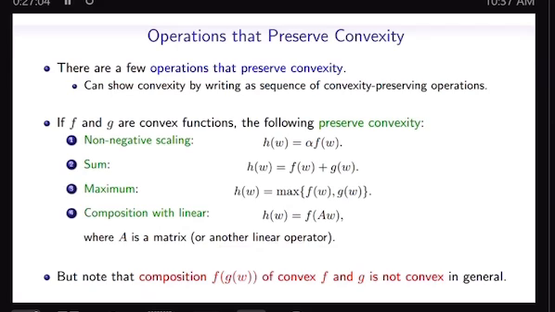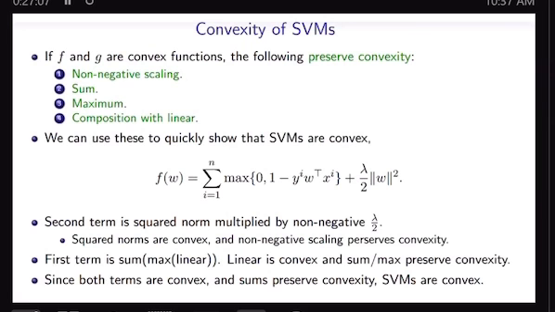I'm actually moving. I want to talk about the convexity of a support vector machine. Has anybody heard about support vector machines in machine learning? Okay, thank you so much. Now, I want you to see something. We want to apply the properties of convexity to the support vector machine.